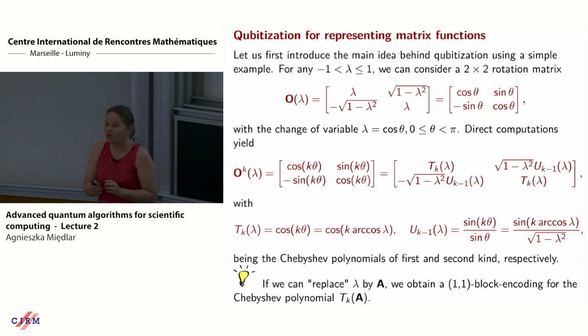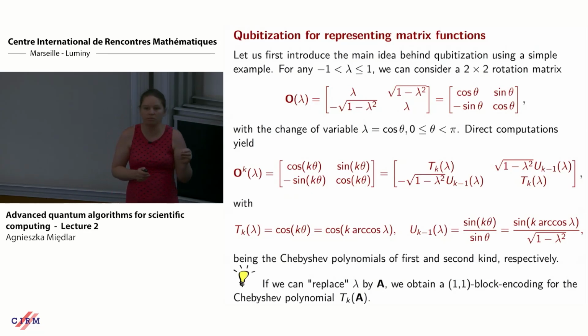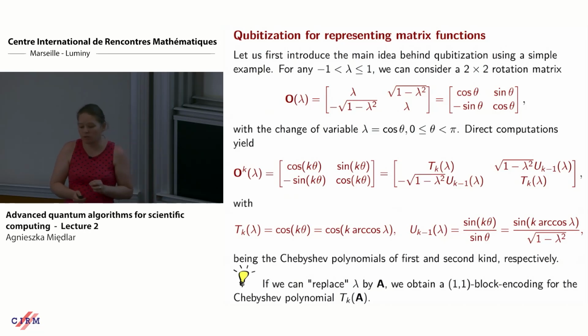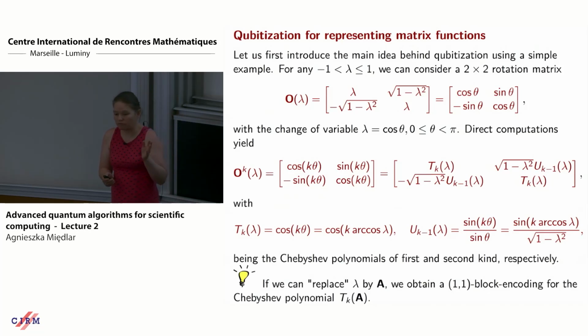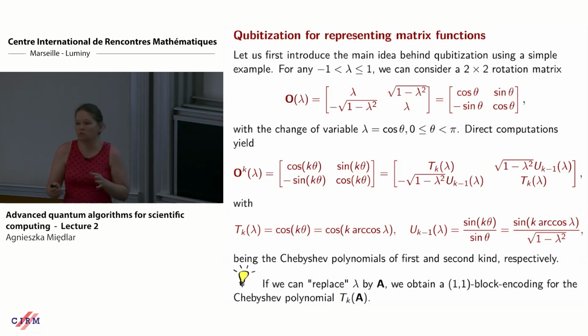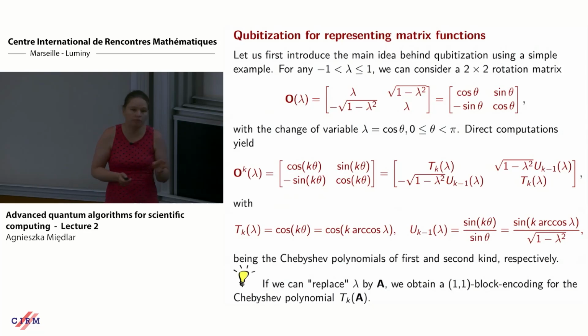Okay, so let's just look at a very simple example, and step by step see what the main idea behind qubitization is and how it's realized. So let's assume that we have lambda, a parameter that is between -1 and 1. This is because of the definition of the Chebyshev polynomials that we have to have that range. And we will consider a 2x2 rotation matrix.